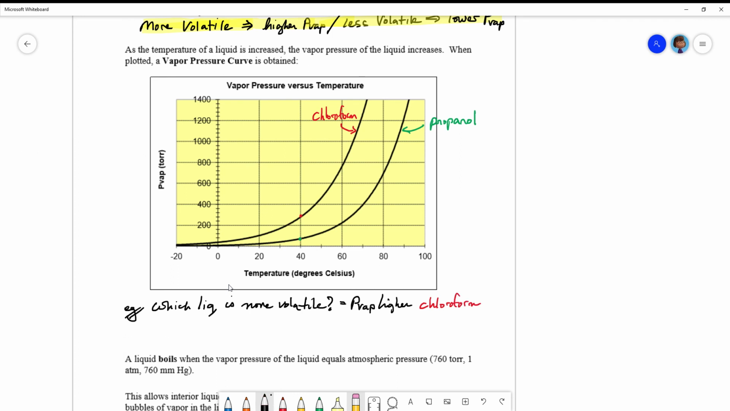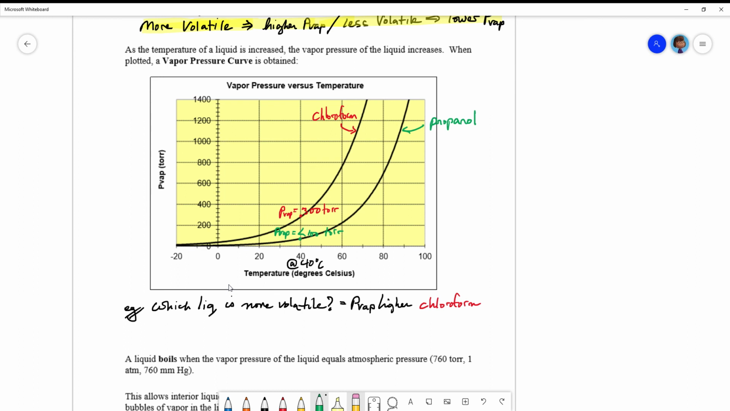So let's just note here, at 40 degrees Celsius, PVAP for chloroform, I'm going to guess around 300 torr, whereas PVAP for propanol at the same temperature is less than 100 torr, is what we can see from this graph. So that's one bit of information we could get from looking at the graph.